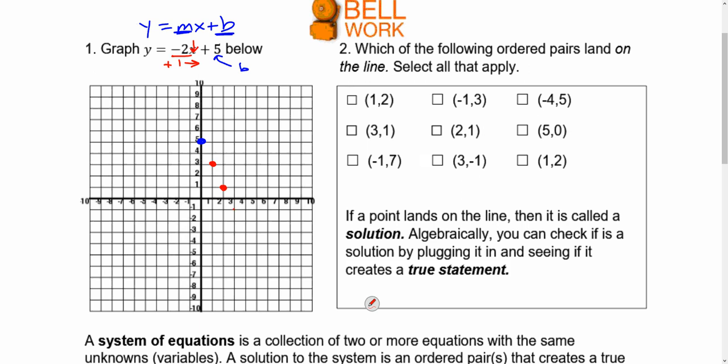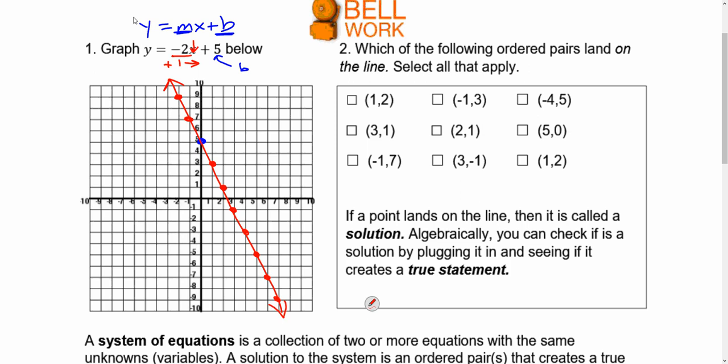So then we can just continue the pattern until we run off the edge of the graph. Go like this, down here, right there, and then I'll go in the other direction also. So it ends up being like this. And we draw the line all the way through it. So that's the first part.